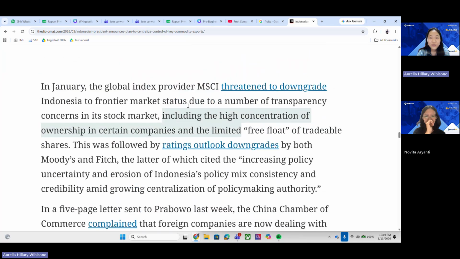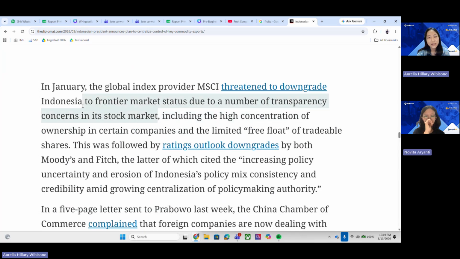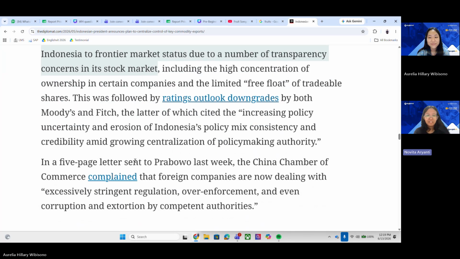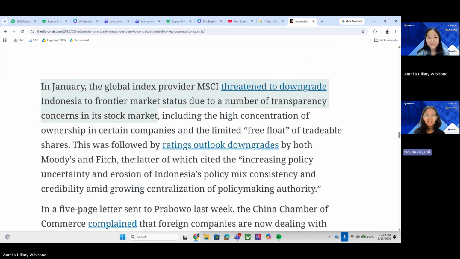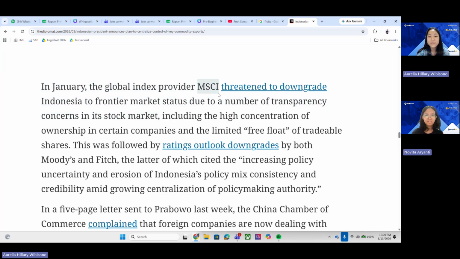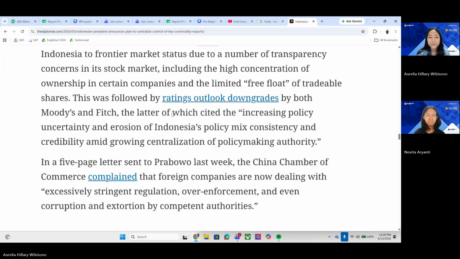And then threaten to downgrade to frontier. Yeah, I guess this one is easy. Okay. No questions about this, right? Yeah, no. I actually know this context regarding the MSCI here. It's happening early this year, right? Yes, happening this year.